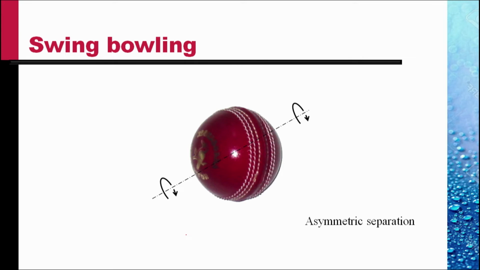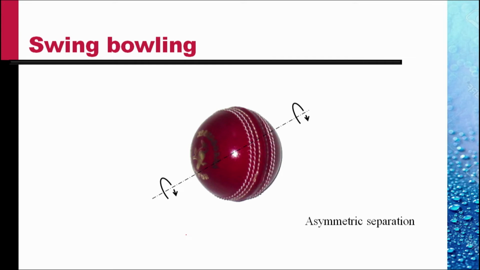However, this swing bowling is a different ball game altogether. Here, the ball deviates from its path in flight, and that is due to asymmetric separation.